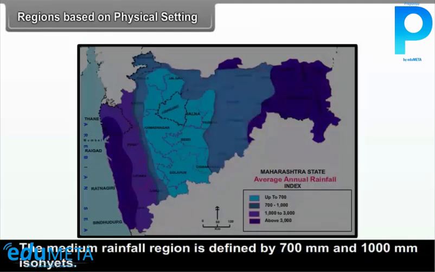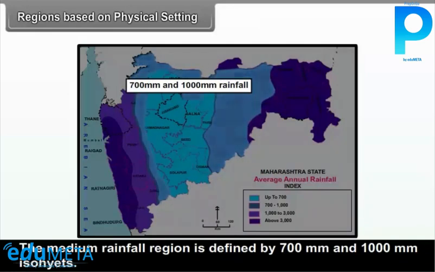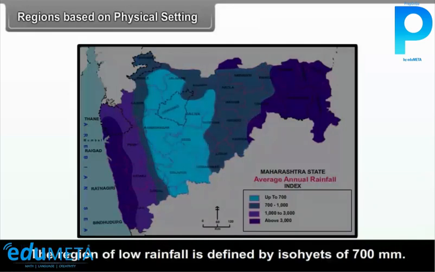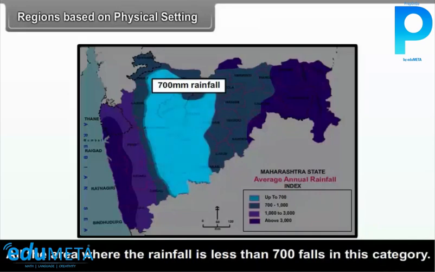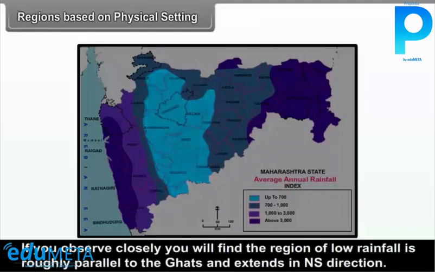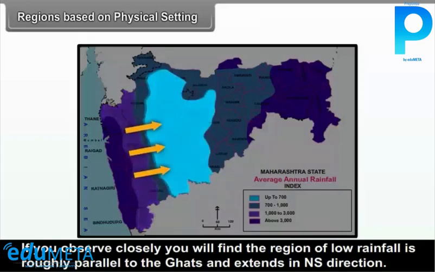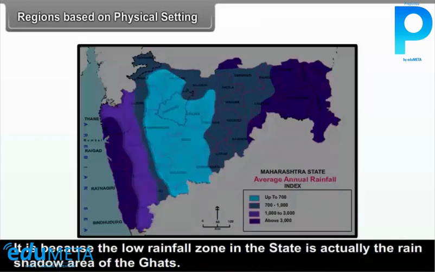The medium rainfall region is defined by the 700 mm and 1000 mm isoheights. The region of low rainfall is defined by the isoheight of 700 mm. All the area where the rainfall is less than 700 mm falls in this category. If you observe closely, you will find the region of low rainfall is roughly parallel to the Ghats and extends in a north-south direction. It is because the low rainfall zone in the state is actually the rainfall shadow area of the Ghats.